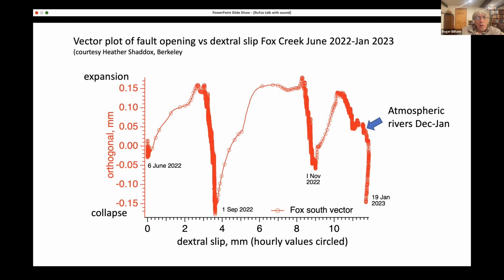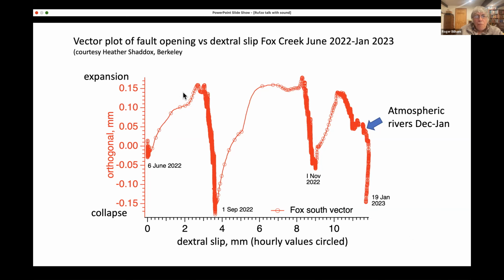This is a plot of one location. This is one of Heather Shaddox's creep meters at Fox Creek on the San Andreas. And what we're plotting is the orthogonal opening of the fault vertically versus the dextral slip of the fault horizontally. And what you can see is that when the fault has a creep event, which is where these are data acquired at hourly intervals, each circle is an hour apart.